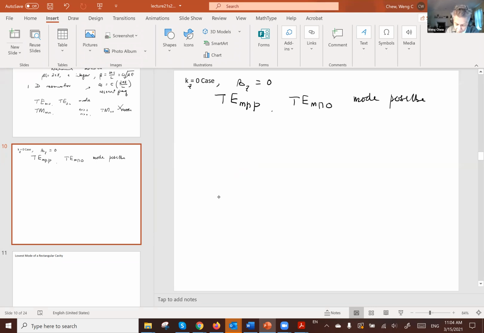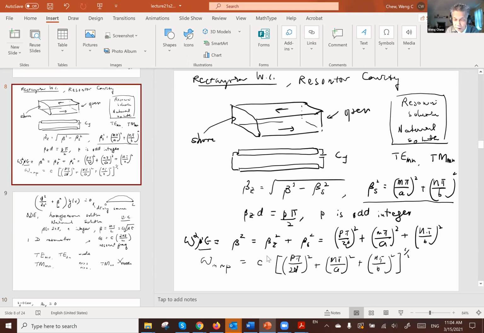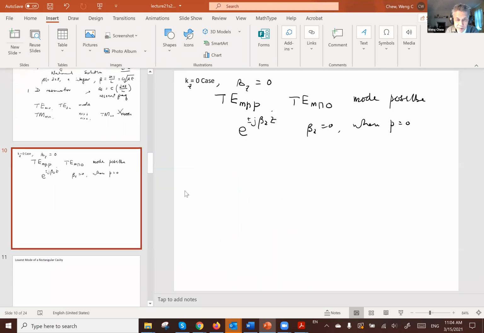And if you can think of this mode, it's a mode with beta Z being 0, which means that this mode has no Z variation. Beta Z is equal to 0 when P equal to 0, because if you recall previously, P equal to 0 means that beta Z equal to 0. This term will go to 0. That means that the wave is not changing in the Z direction. And it turns out that this is possible when you have the TEMN0 mode.